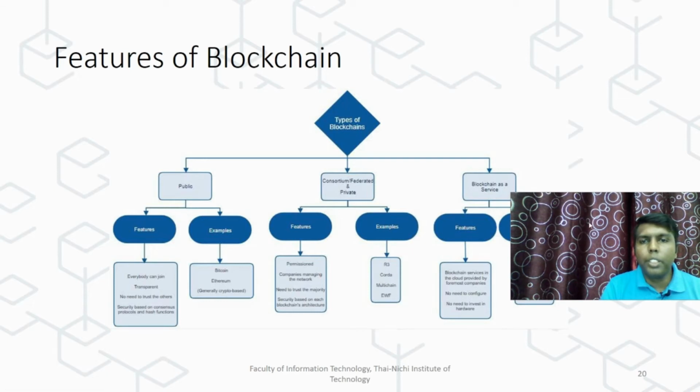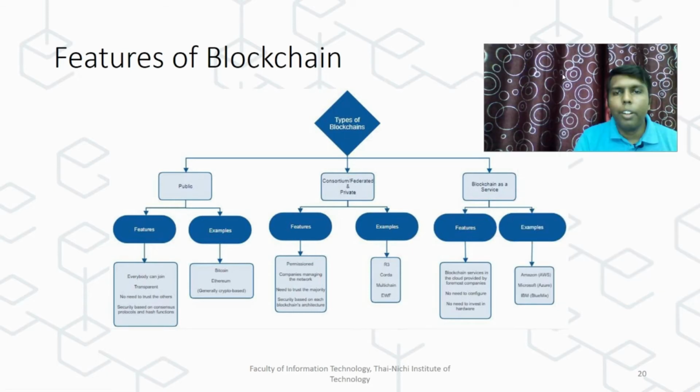So, the various features of blockchains. I told you about the types of blockchain. We have public blockchain, consortium or federated blockchain, the private blockchain, and then we have blockchain as a service. In a public blockchain, everybody can join and it is transparent, with no need to trust others, and security based on consensus protocols and hash functions.